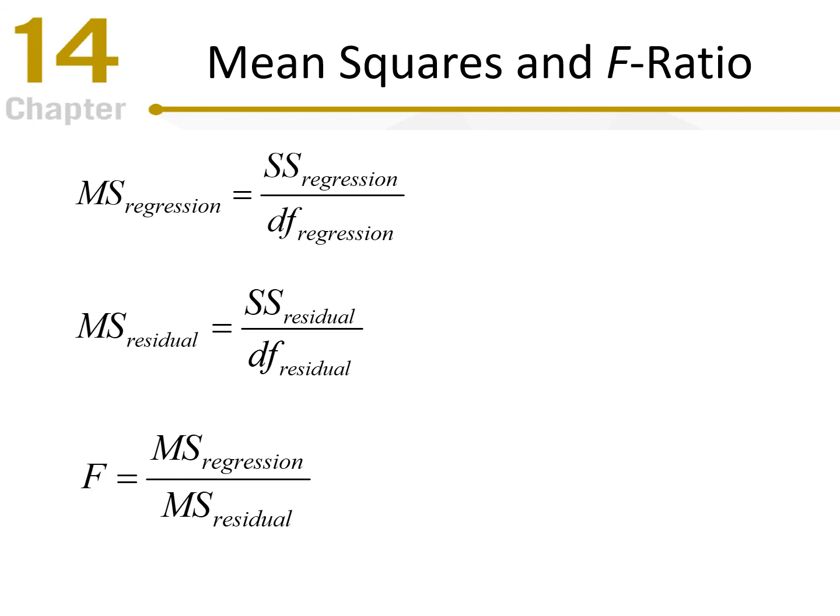To calculate the mean squares, I need mean squares regression. I have to take the sum of squares regression divided by the degrees of freedom of regression. And for the mean squares residual, I need to find the sum of squares of the residual divided by the degrees of freedom of the residual. And then the F ratio is the mean squares of regression divided by the mean squares of the residual.